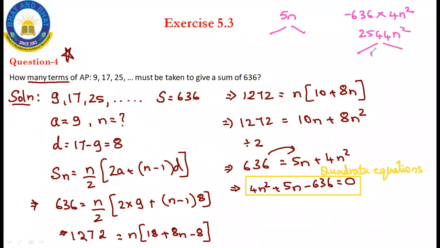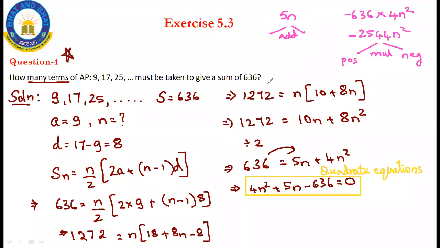So here what should I do? Here I should multiply. Here I should add. So whatever factors I take, if I add, I should get 5n. The same terms, if I multiply, I should get minus 2544 n square. Why minus 2544? Because I have minus 636 here. Since the answer is negative, one term should be positive and the other term should be negative. Is that right? Because plus into minus is minus. So if I do this minus this, I will get 5n.